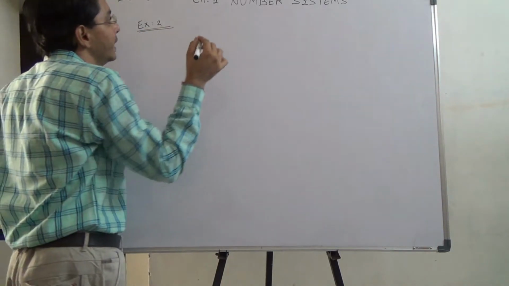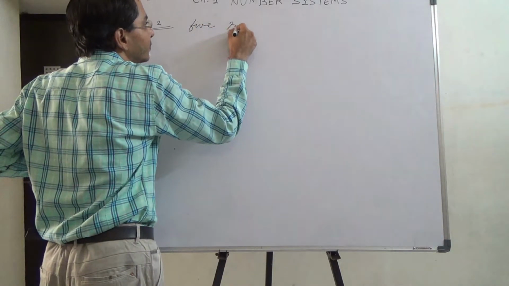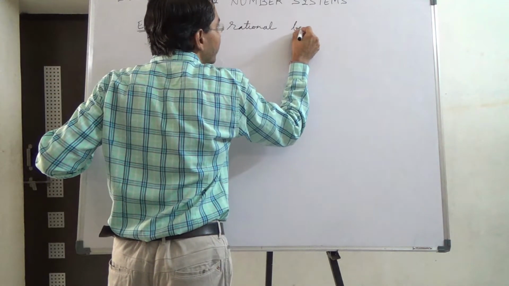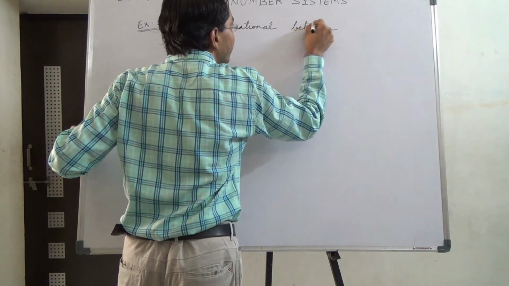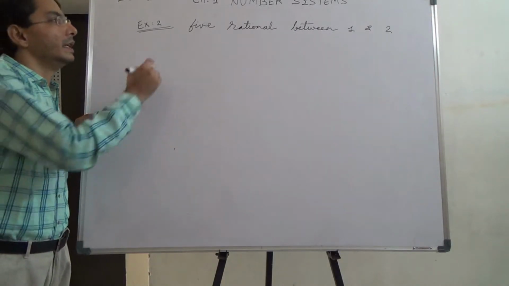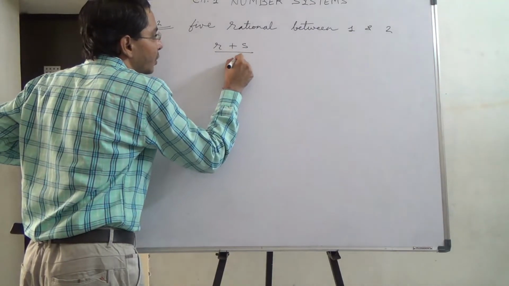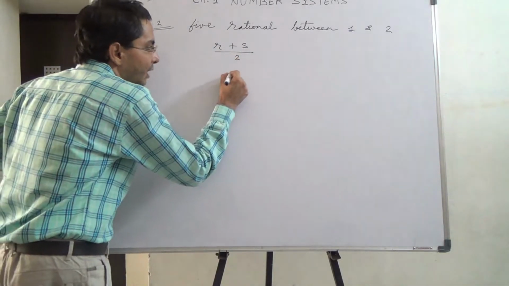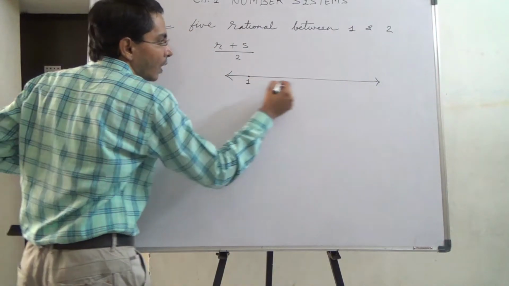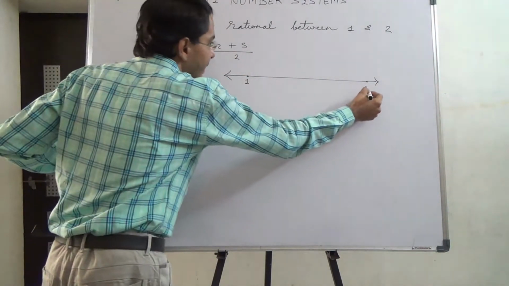Okay, example 2 in your textbook: find 5 rational numbers between 1 and 2. So here our formula is r plus s divided by 2. It means if I draw the number line and represent the numbers on it, here is 1 and here is 2.